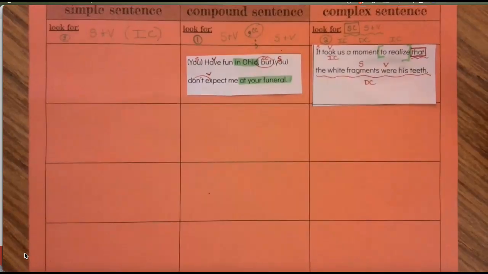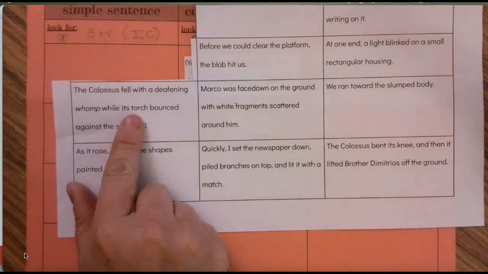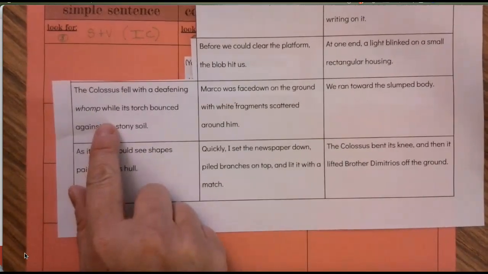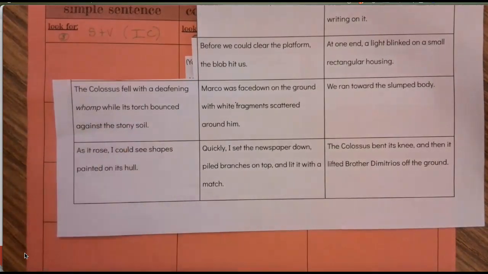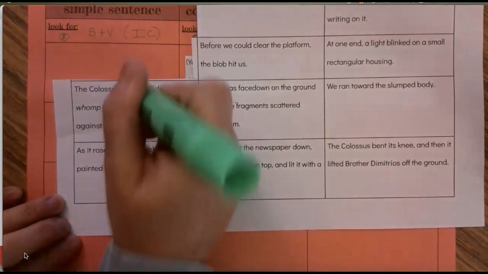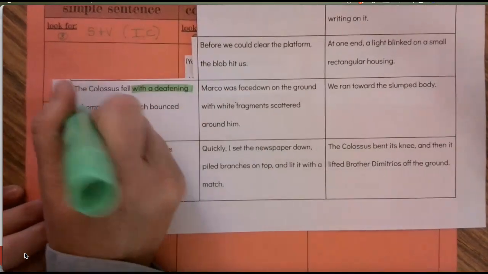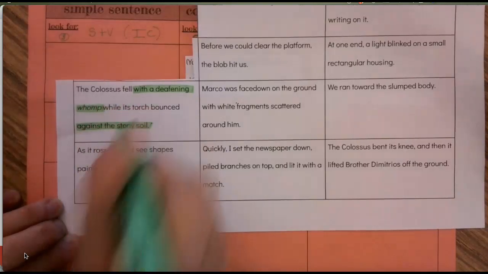All right, and let's do one more. "The Colossus fell with a deafening whomp, while its torch bounced against the stony soil." First thing I'm going to do is look for phrases, and I see two prepositional phrases. With is a preposition with what? With a deafening whomp. And then I see against. Against what? Against the stony soil.